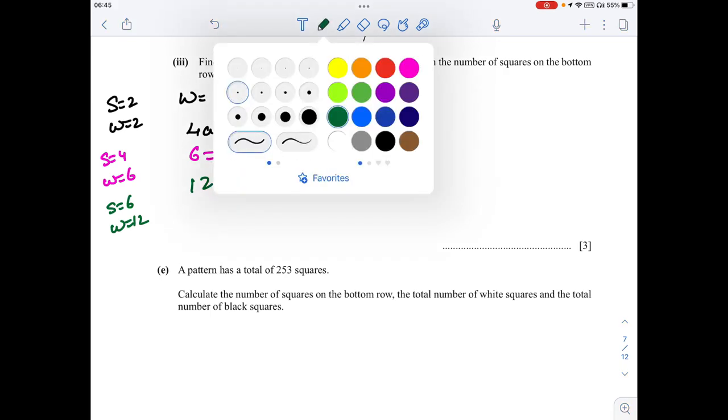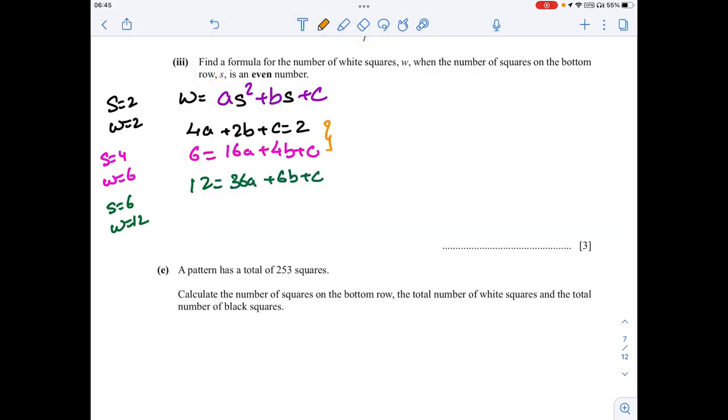Now what am I going to do? I am going to solve these equations, subtracting two at a time. So it becomes 12a plus 2b equals, 6 minus 2 is 4. Divide by 2: 6a plus b equals 2. Then again subtract these two equations: 20a plus 2b equals 6. So it becomes 10a plus b equals 3.